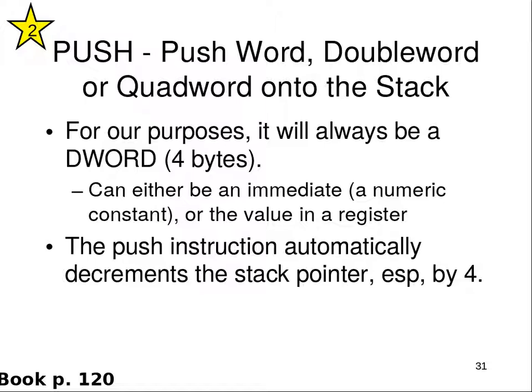So push. You can push a word, double word, quad word onto the stack. For our purposes, it will always be a double word, or 4 bytes, because we want to keep our lives simple, and x86 is already way too complicated as it is. You can either push an immediate value or the value of a register. The push instruction automatically decrements the stack pointer by 4. So when you push something, it adds that value here.